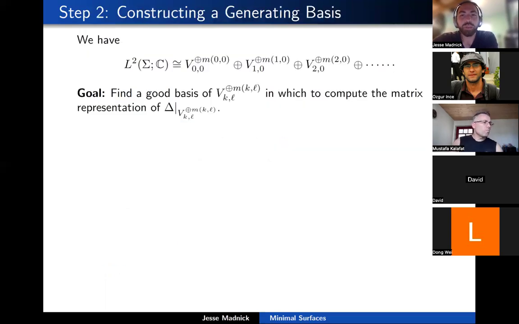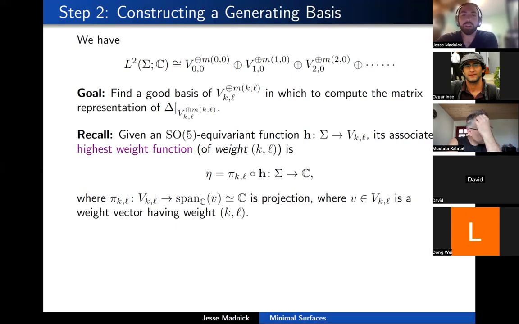Right. So the goal is to compute the Laplacian on each one of these pieces. And by compute, I mean we want a matrix representation of the Laplacian on each piece. But to write down the matrix of a linear transformation, as we teach our linear algebra students, you need a basis. So we need a basis of each of these isotypical summands.